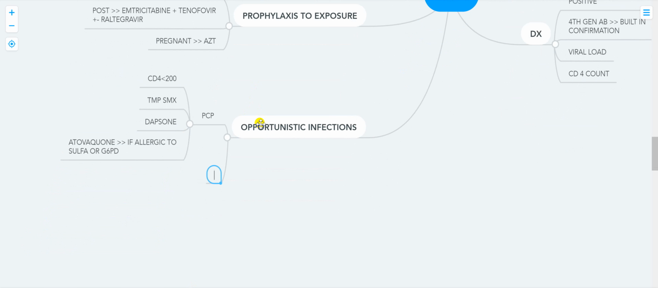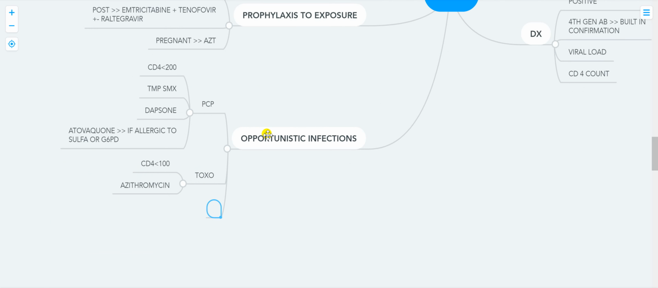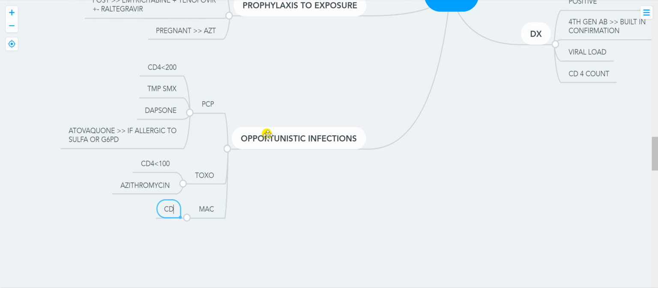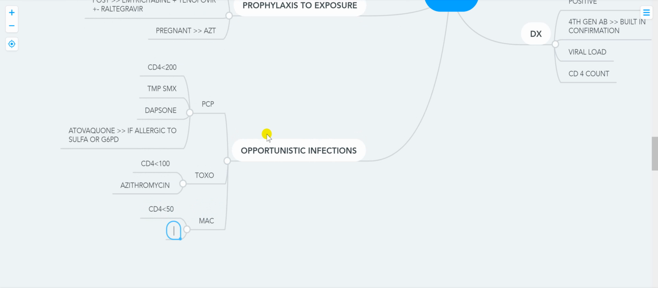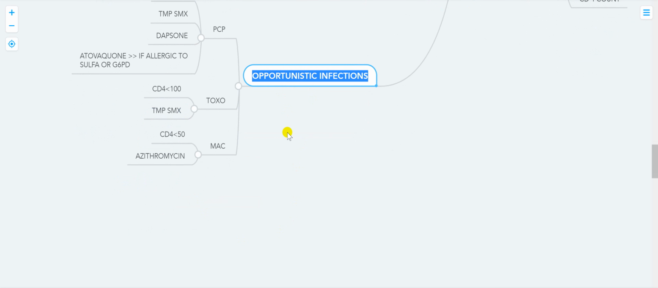How about toxoplasmosis? Usually when the CD4 count is less than 100, you give azithromycin. How about Mycobacterium avium intracellulare, MAC? When do you give prophylaxis? When the CD4 count goes below 50, and then you give azithromycin. Sorry, for toxo it is trimethoprim-sulfamethoxazole, so TMP-SMX. But for MAC it is azithromycin. That's the management.